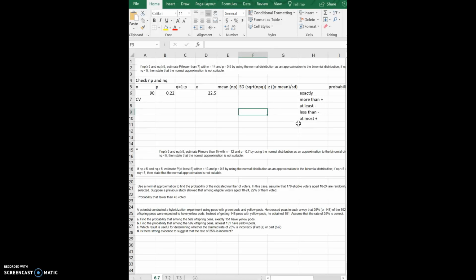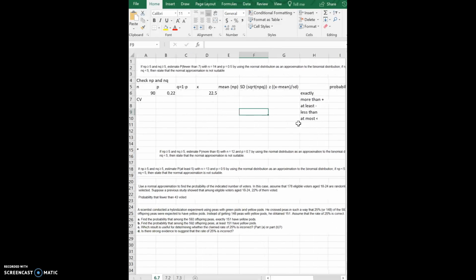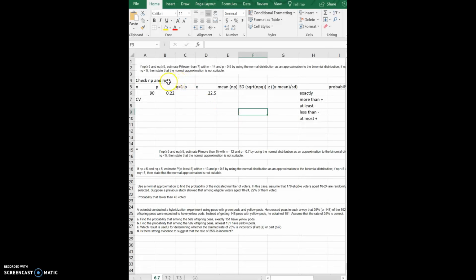So here we go. If np is greater than 5 and nq is greater than 5, or equal to 5 for either of them, then estimate the probability of fewer than 7 with n is 14, p is 0.5, by using the normal distribution as an approximation to the binomial distribution. If np is less than 5 or nq is less than 5, then just state that it's not suitable. So basically it's saying we have to check np and nq first.